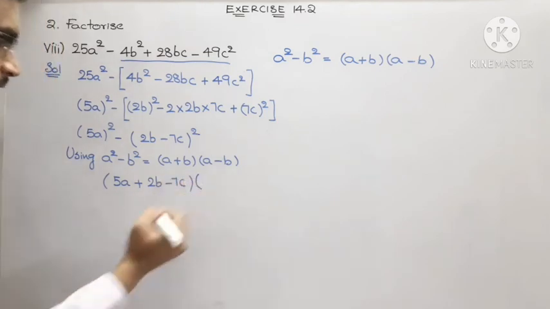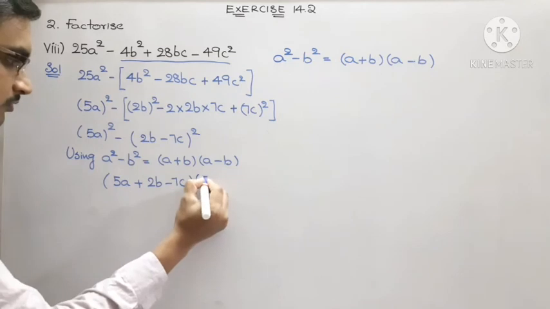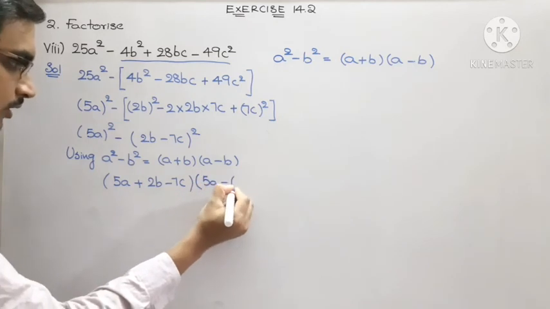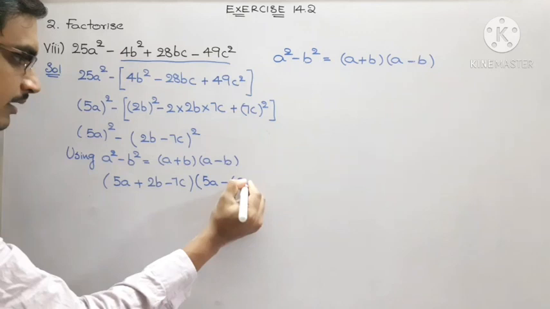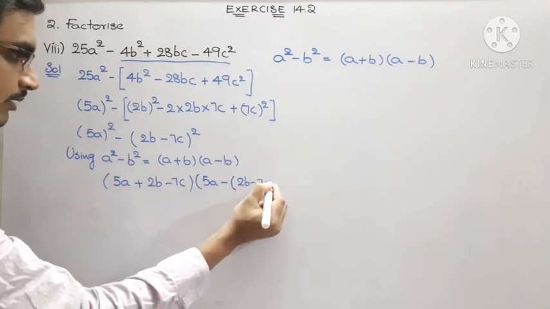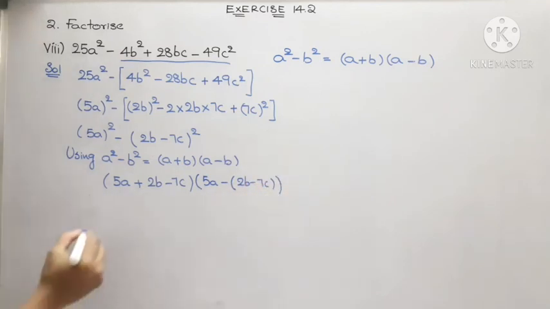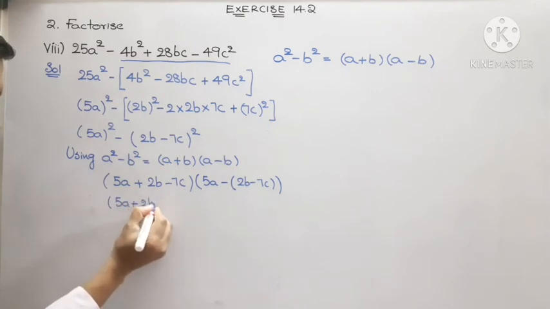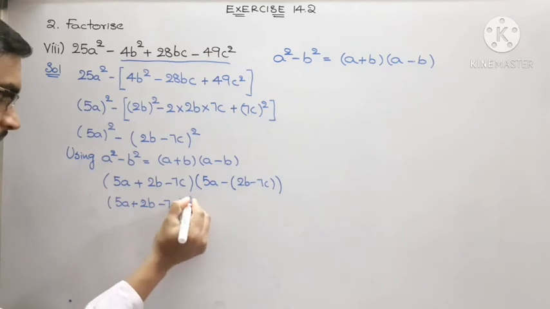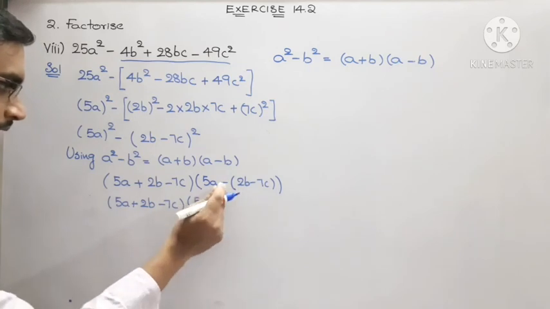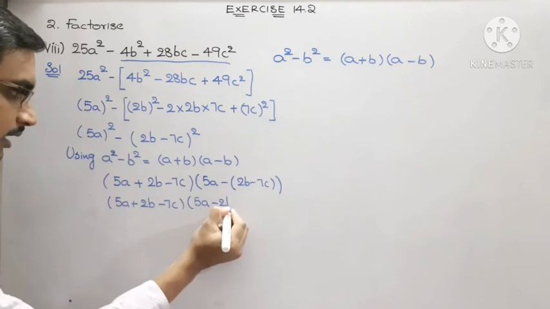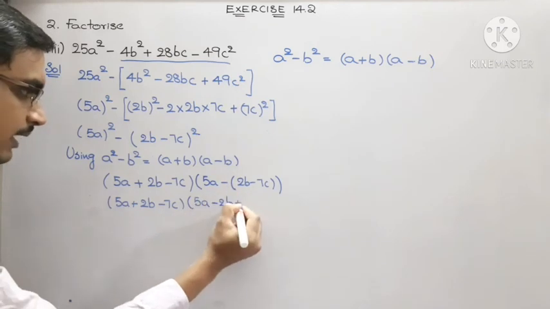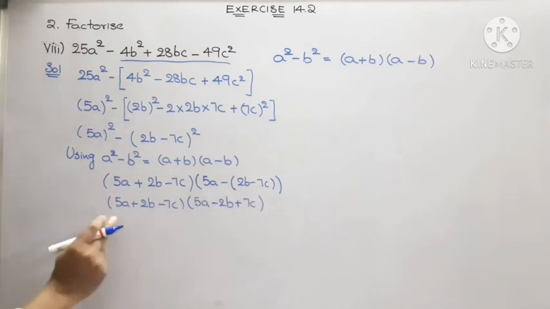Now look at a minus b carefully. The a value is 5a, minus the b value, which is 2b minus 7c. Now look: 5a plus 2b minus 7c multiplied by 5a, minus into plus is minus 2b, minus into minus is plus 7c. So 5a plus 2b minus 7c multiplied by 5a minus 2b plus 7c.